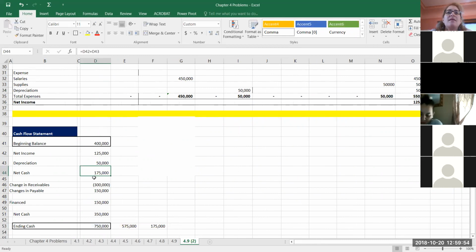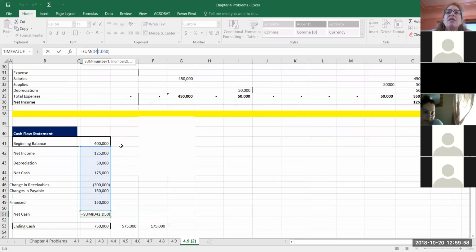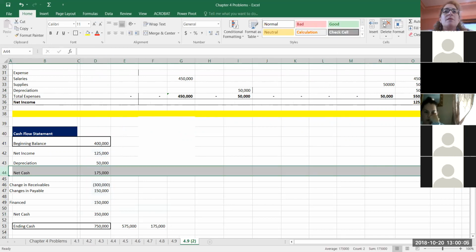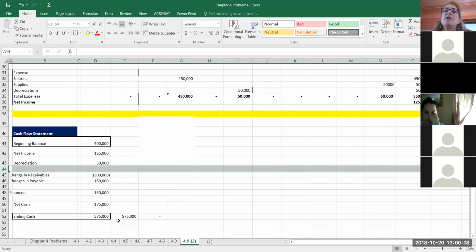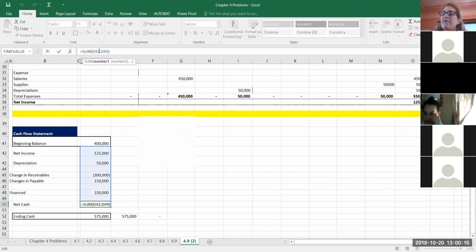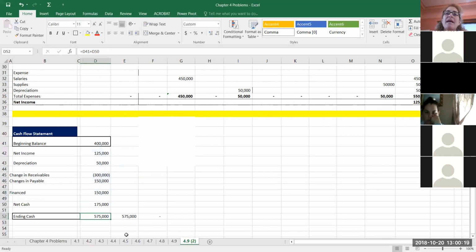Oh, okay, you know what I did? I realize now what I did. When I looked at my net cash, I think I just added everything up. What I should have done is, I have a subtotal in here, so I'm going to take this subtotal out and not even include it. Once I take that subtotal out, all the items that I included here should be adding up to 175. And then if I add that 175 to my beginning balance, I have 575 in my ending cash. So that's what my cash flow statement looks like.